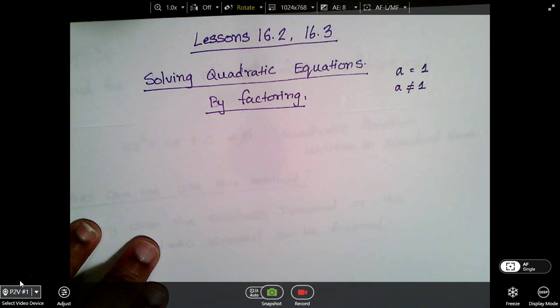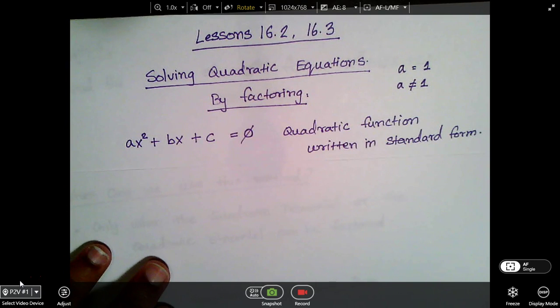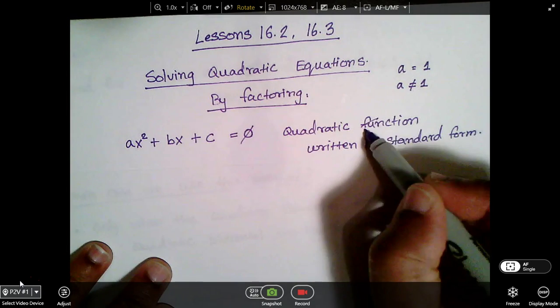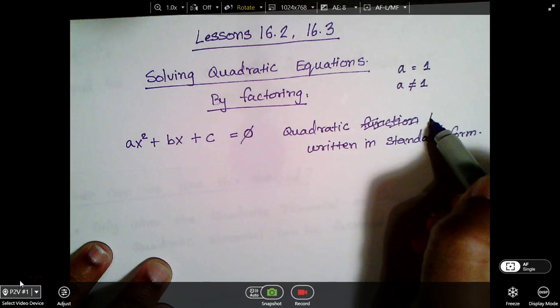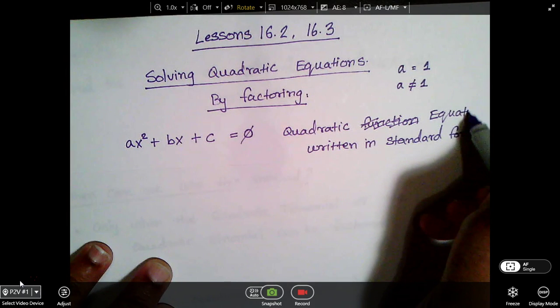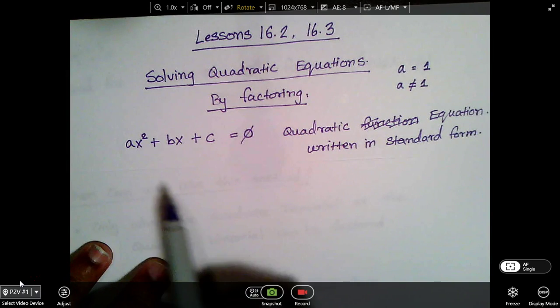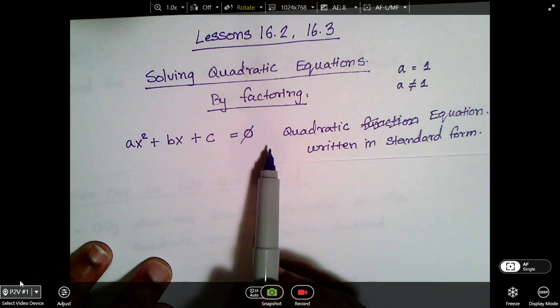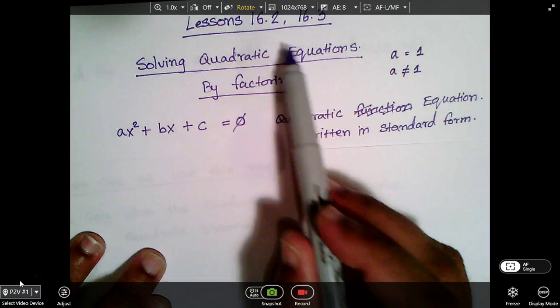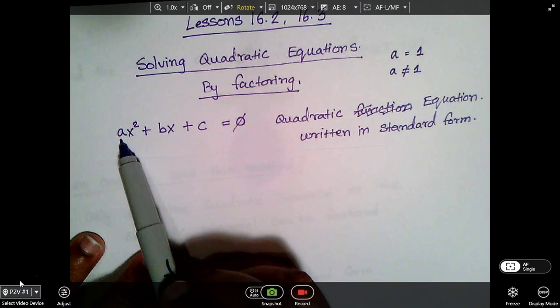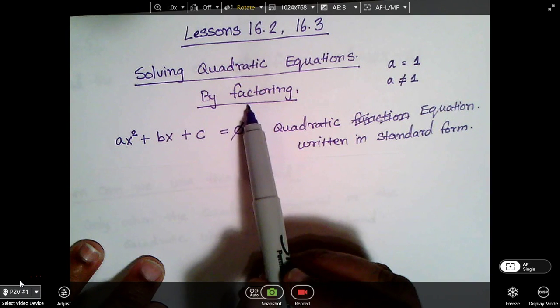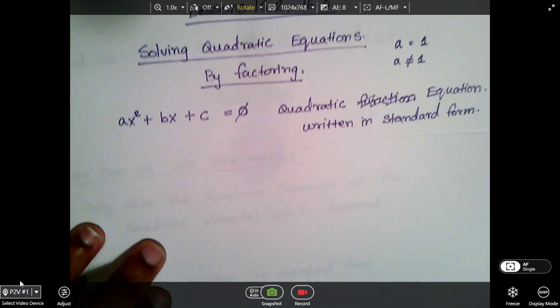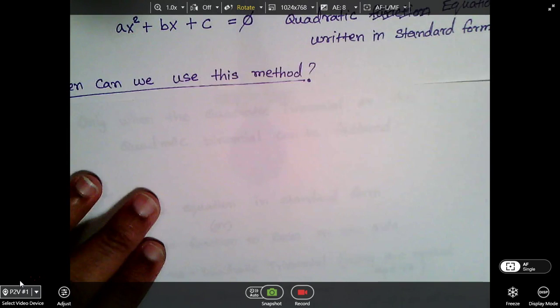So it's my quadratic equation, written in standard form. All right, so ax squared plus bx plus c equal to 0. It's written in standard form. In 16.2, this a is 1, and in 16.3 a is not 1. But both involve solving the quadratic equation by factoring method. All right, so when can I use factoring method?